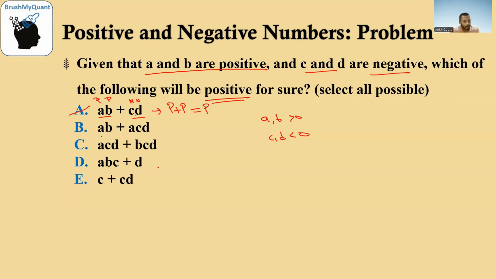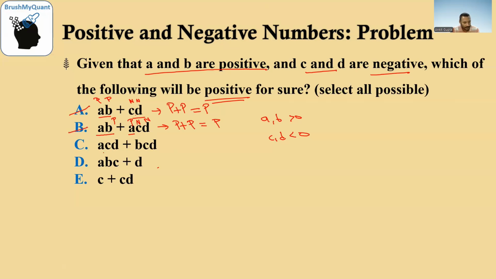If you look at option number B, AB is positive. We already know that. A is a positive number, C is a negative number, and D is a negative number. So we have an even number of negative numbers here getting multiplied with a positive number. That means this will also become positive. So I'll end up with positive plus positive, or a positive number. So B is also true.